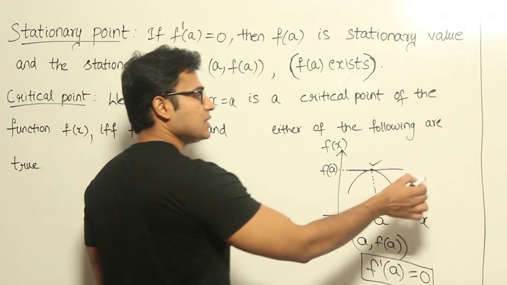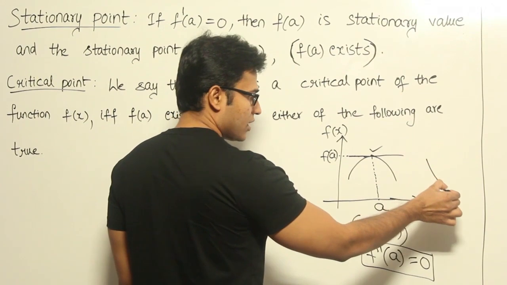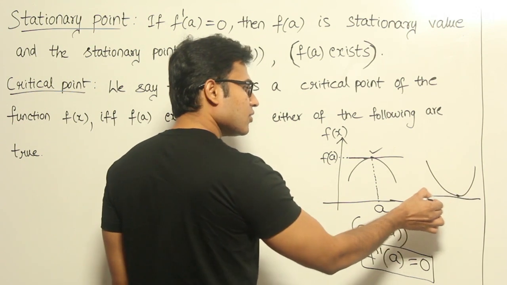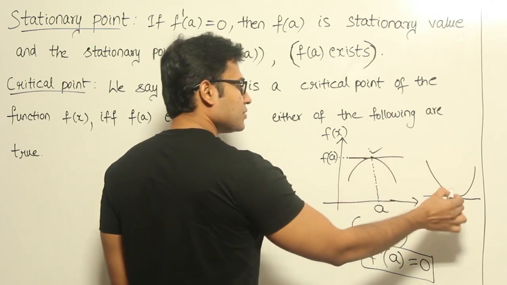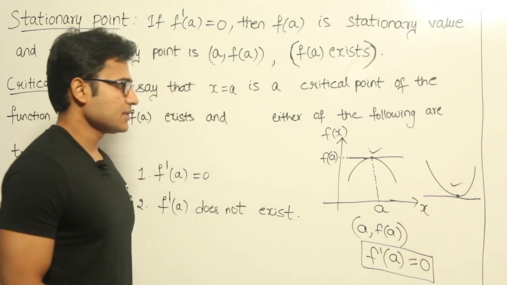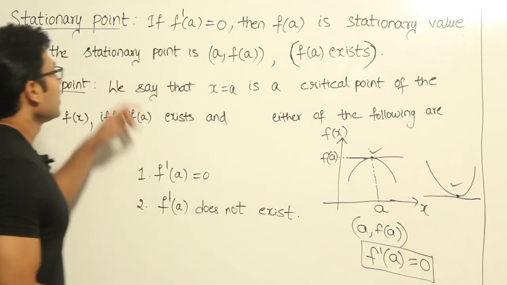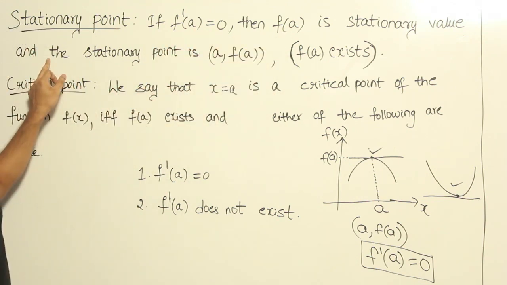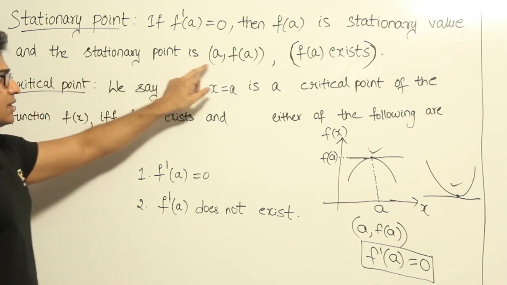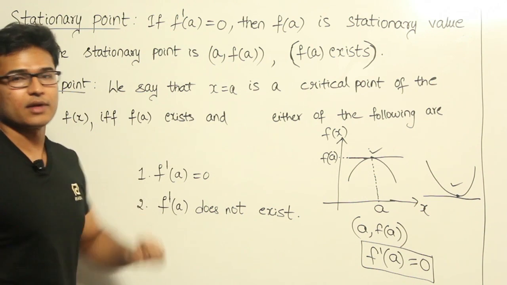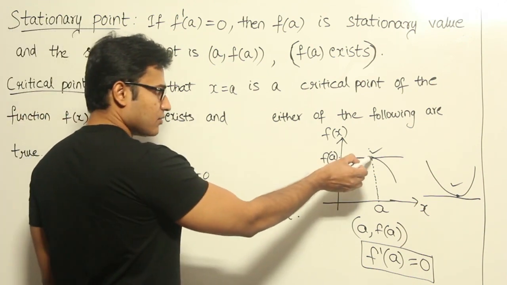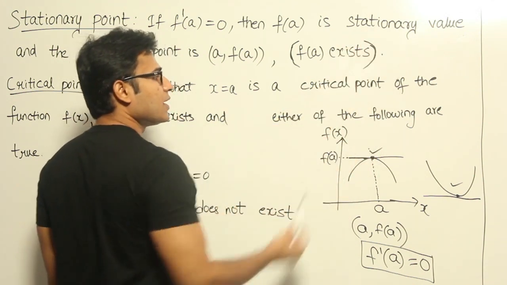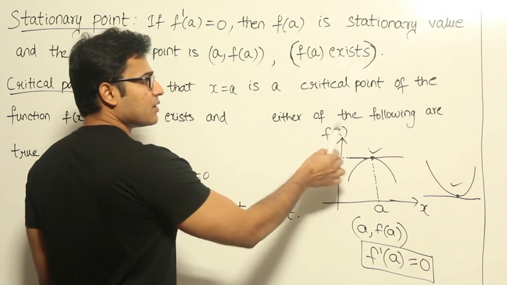And also the point at which f of x is having the minimum value, the least value, there also the slope will be equal to 0. Therefore, in order to find out either maxima or minima, the main interesting point is the stationary point, right? Now if f dash of a equal to 0, then f of a is the stationary value, and the stationary point is a comma f of a, and f of a should exist, right? So this value, which is either the maxima or minima, is called the stationary value, and this point is called the stationary point, right? So that is what we really use in this topic.